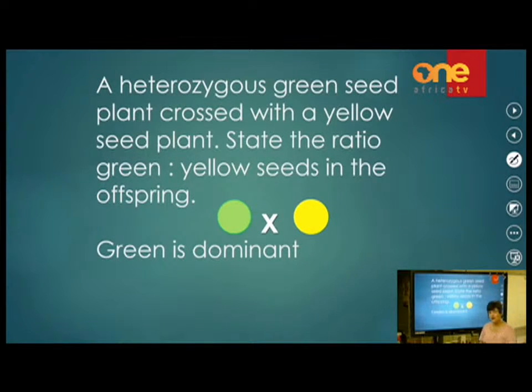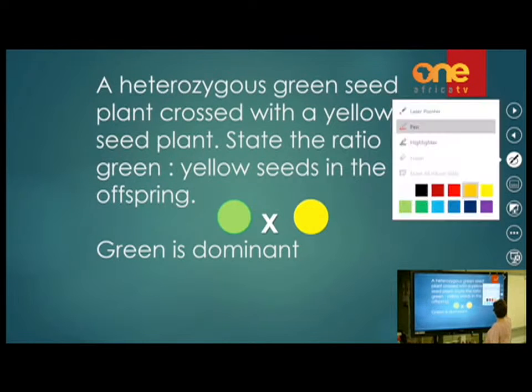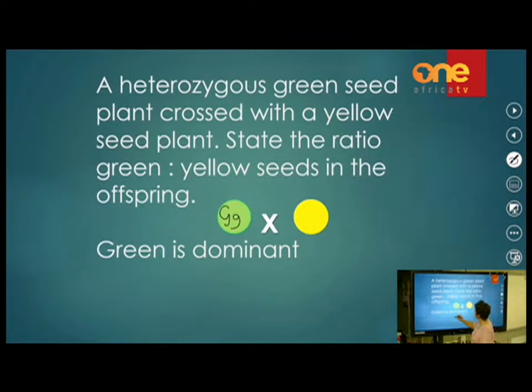Okay, so now we have another problem, a heterozygous green. You see why I said please mark your work first. Heterozygous green means, hetero means two different ones, but it is green. I know green is dominant, so heterozygous green will look like this, cross with a yellow. What will yellow be? Yellow is the recessive. So if I see yellow, it will be small g, small g. I don't have to think. If I see the recessive trait, it is a homozygous recessive. There's not such a thing as a heterozygous recessive. You agree? If the recessive characteristic is visible, it must be homozygous.